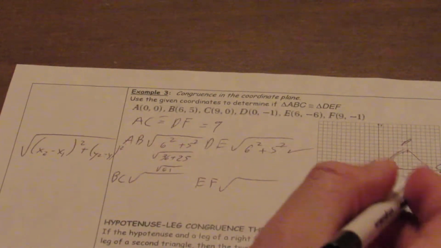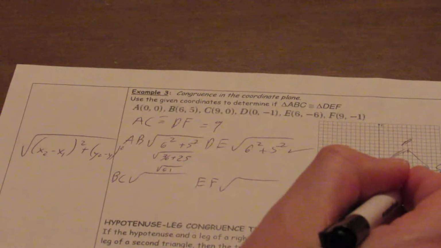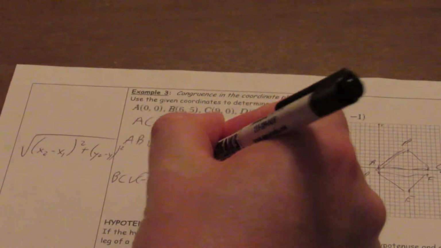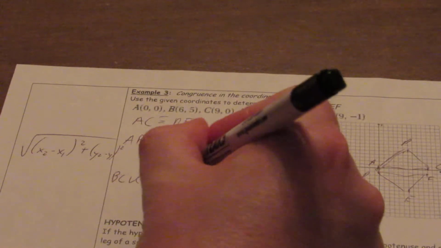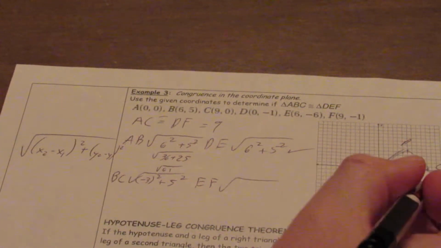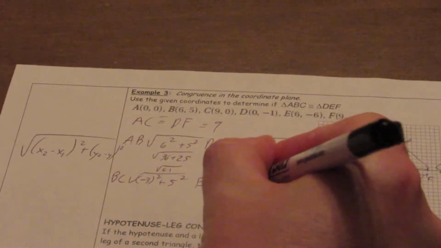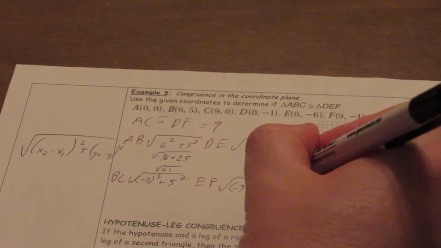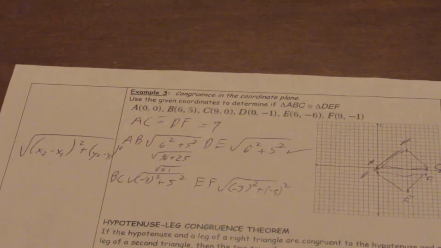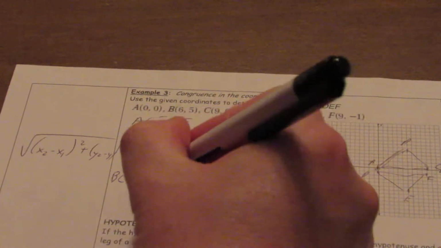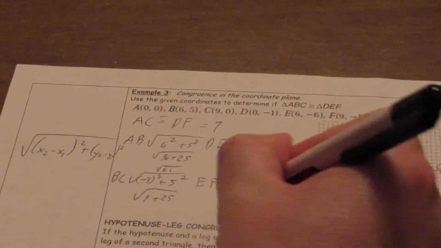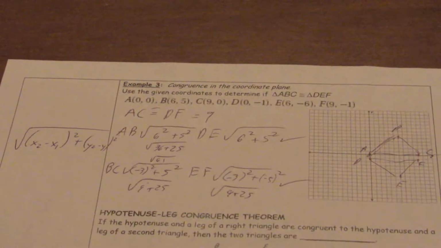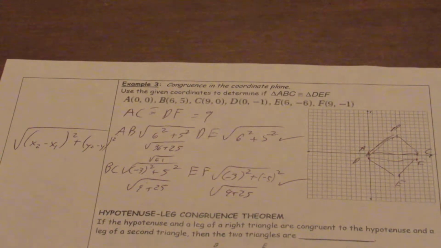BC will see the same thing as C is at (9, 0). So 9 minus the 6, I have -3 squared, and then 5 squared. EF, right, we have 9 minus 6 again, so I have the -3 squared, and I have -6 and -1, so I have -5 squared. So when I square out both of these, I get 9 plus 25, right? Which will give me the square root of 34, but they're going to be equal, so I'm good there too. And then my triangles are congruent by side, side, side.